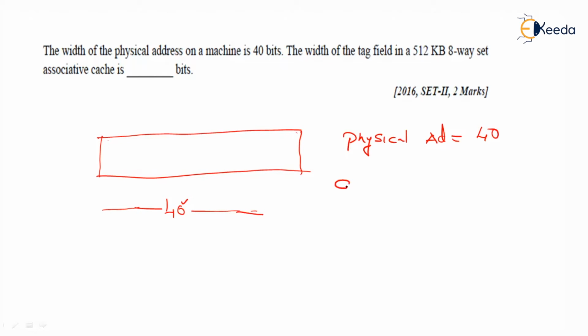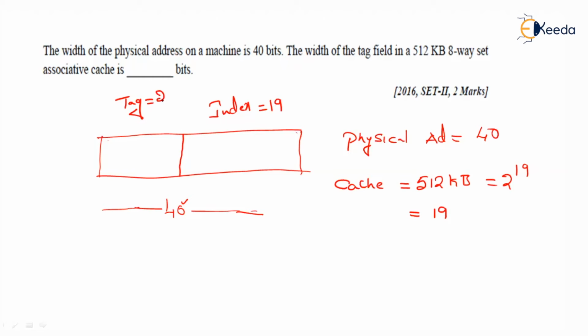Now we'll write the cache. Cache is equal to 512 KB, which requires 19 bits because 2 power 19 is equal to 512 KB. So cache memory is equal to 19. Initially we need to divide the address into index plus tag. Index is equal to 19. Tag is equal to 21.